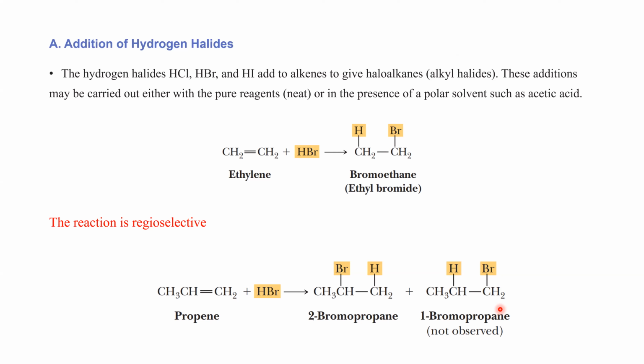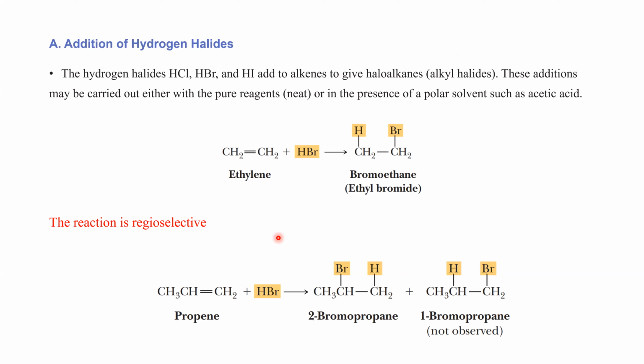So these additions may be carried out either with the pure reagents or in the presence of a polar solvent such as acetic acid. Means that either we can just directly combine these halogen acids and alkenes, or we can use some of the solvents, the polar solvents, like acetic acid, for making it feasible.